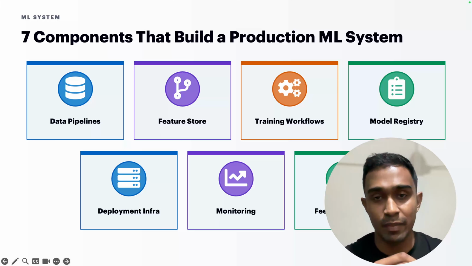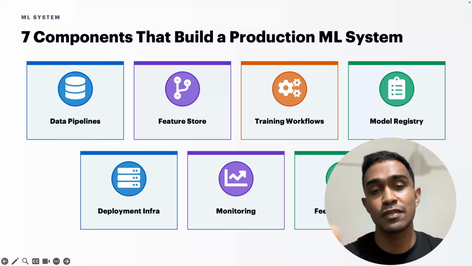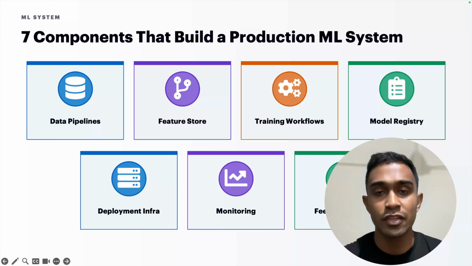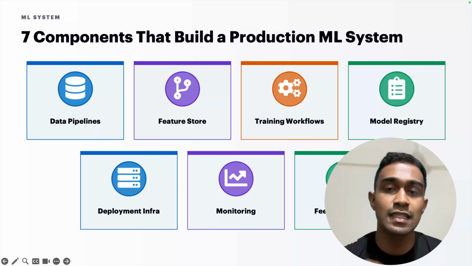And finally, feedback loops. This is where the system learns from its own results. The predictions your model makes, then the real outcomes that follow, become new data that feeds back into the training process. This creates a cycle of continuous improvement.